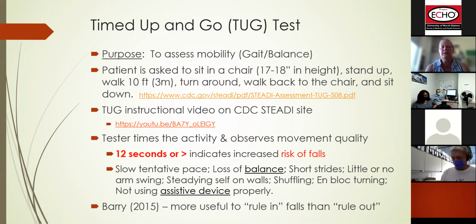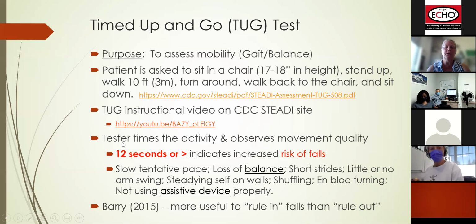It says to assess mobility, both gait and balance. You just set up a 10-foot walk. You have a person sit in a chair. They can use armrests if they want to get up and down. You say go, they stand up, they walk to a line, they turn around, walk back and sit down, and you time it.